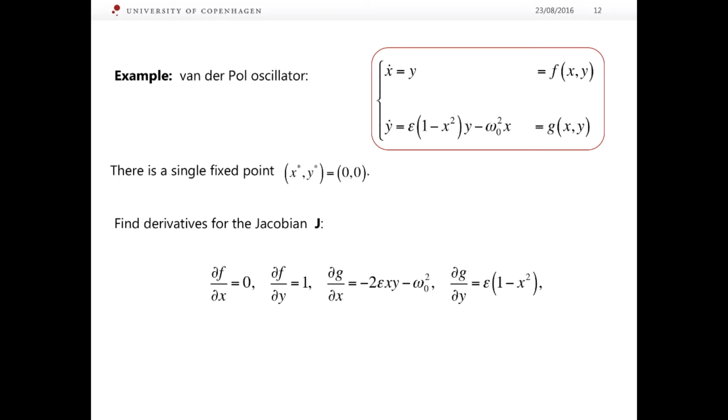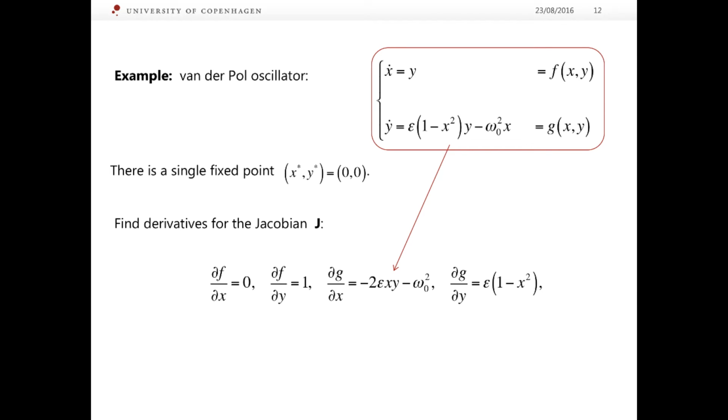This function does not depend on x, so its partial derivative with respect to x is equal to 0. Next, we need to differentiate function f with respect to y. Because the function is simply equal to y, its derivative with respect to y is 1. Look at function g and find its derivative with respect to x. In doing so, we assume that y is simply a constant, a number.